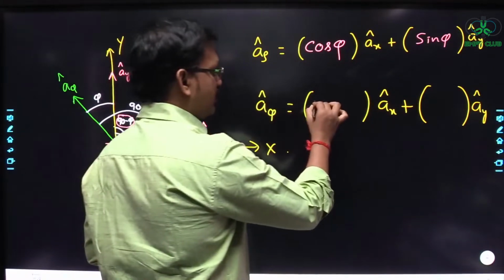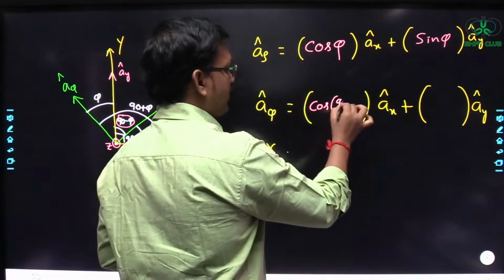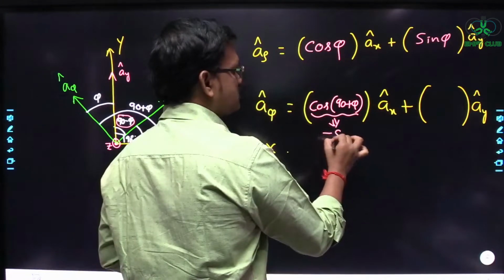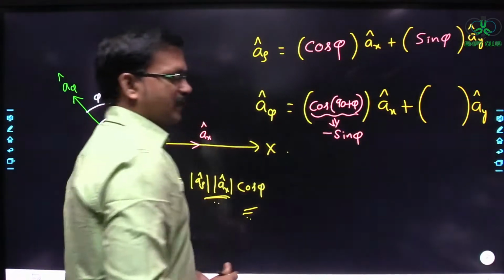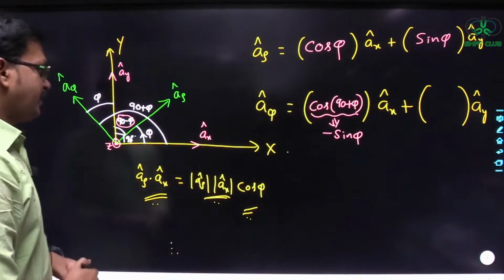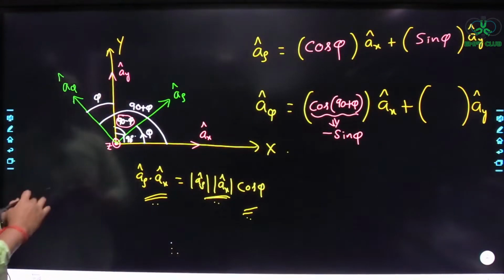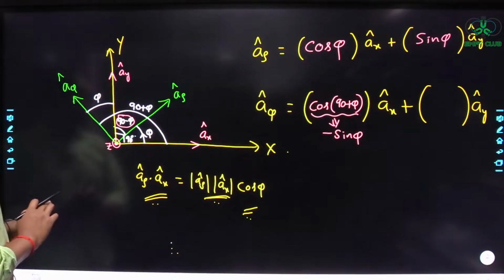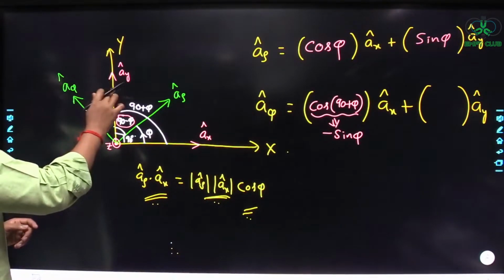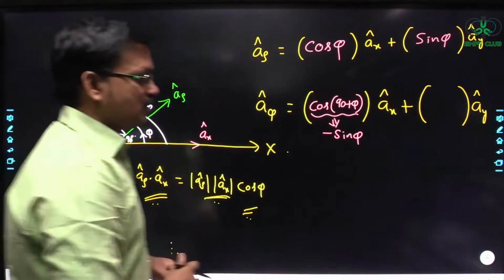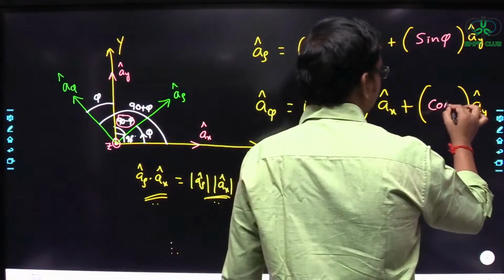So here I am writing cos of what? Cos of 90 plus phi. So cos of 90 plus phi is nothing but minus sin phi. Okay. Next, what is the angle between a phi cap and ay cap here? It is nothing but phi. So what is the component of a phi along y? It is nothing but cos of phi. So simply write down here cos phi.